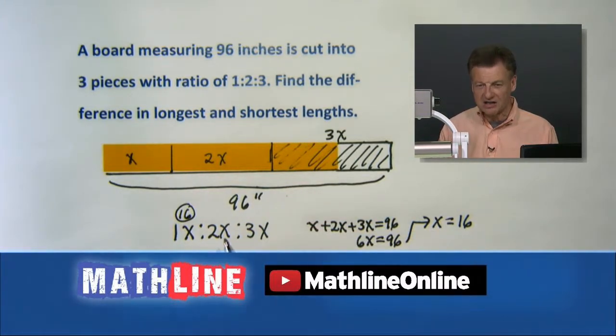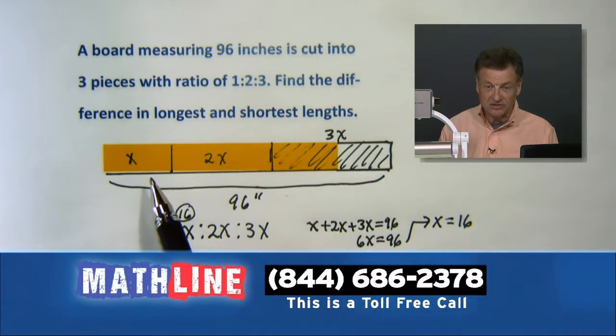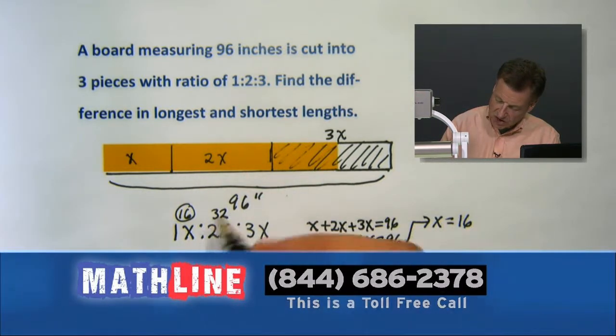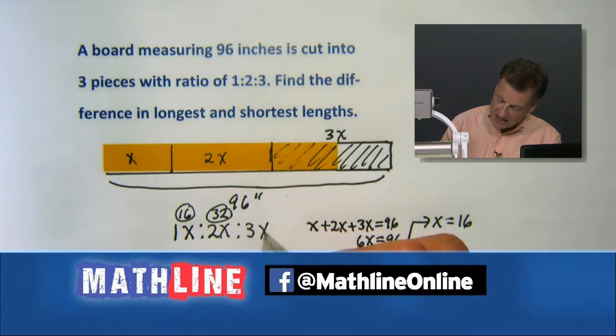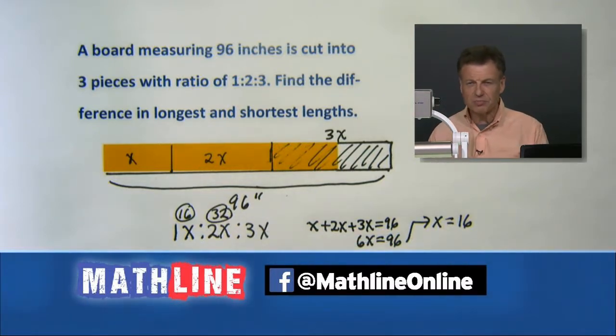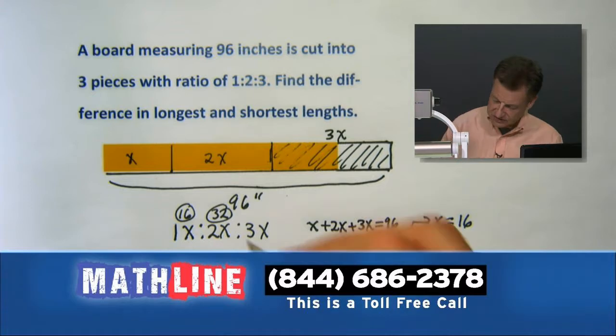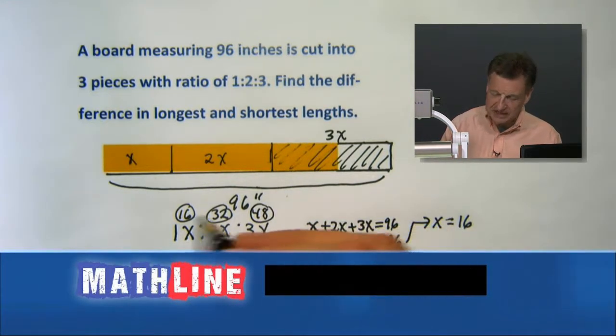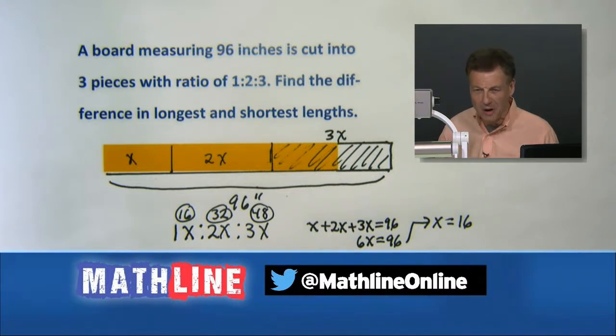Now keep in mind our lengths, that is actually one of the lengths. That's 16. So let's double it to get to the next one. How about it? 32. By the way, these are all inches. And then how about the next one? We'll triple that. 3 times 16 looks like 48. In my mind, I'm already checking, and we do get 96 back out of that. That's good. We did that right.